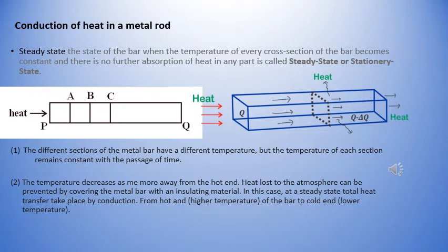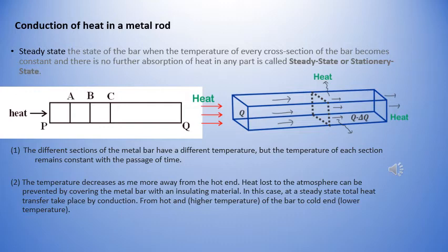Again, let us consider the sections A, B and C. As B gets its heat from section A, some part of the heat received is absorbed, due to which the temperature of section B increases. Some part of this heat received flows to the atmosphere and the remaining goes to the adjacent section C. In this state, the temperature of every cross-section of the bar increases with time. This is known as the transient or variable state of heat conduction.